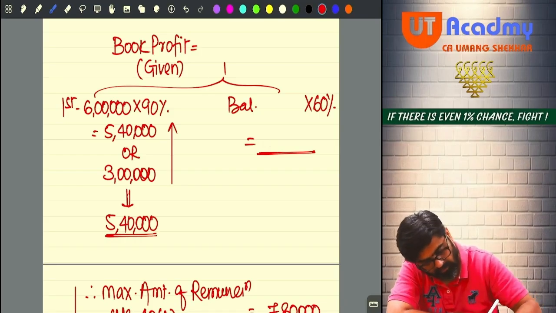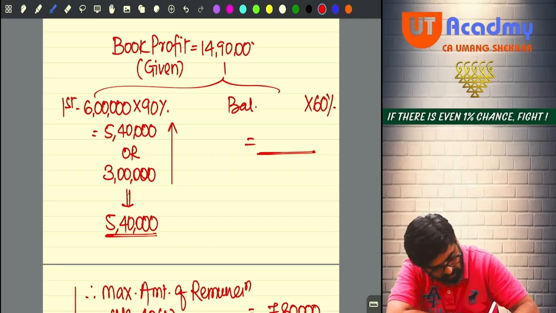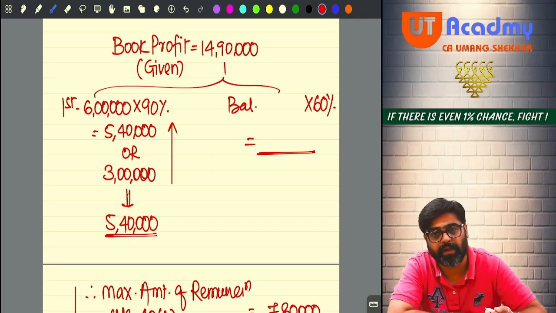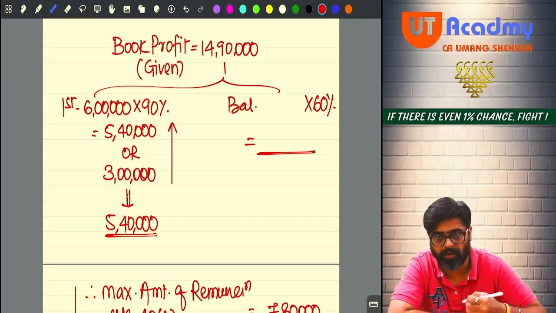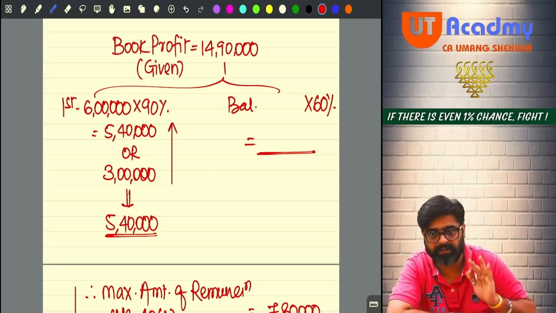So I will write down 14 lakh 90,000 was your book profit. Out of that, on the first 6 lakh, you will calculate 90%. That is 5 lakh 40 or 3 lakh, whichever is higher. 5 lakh 40 is fixed.